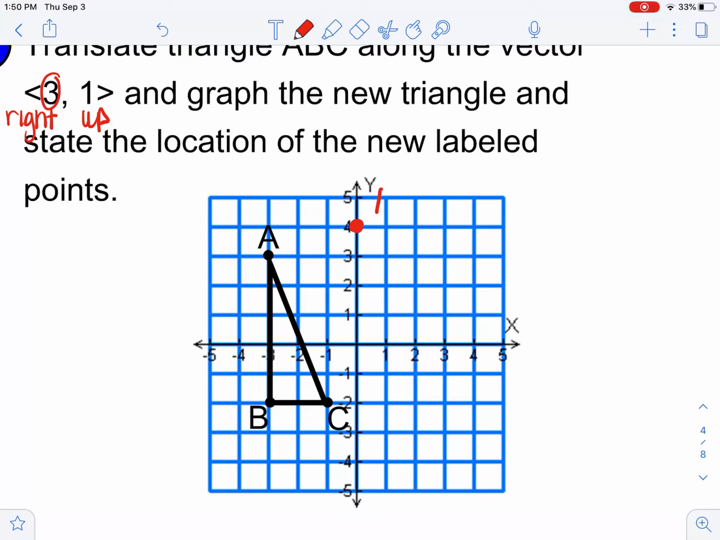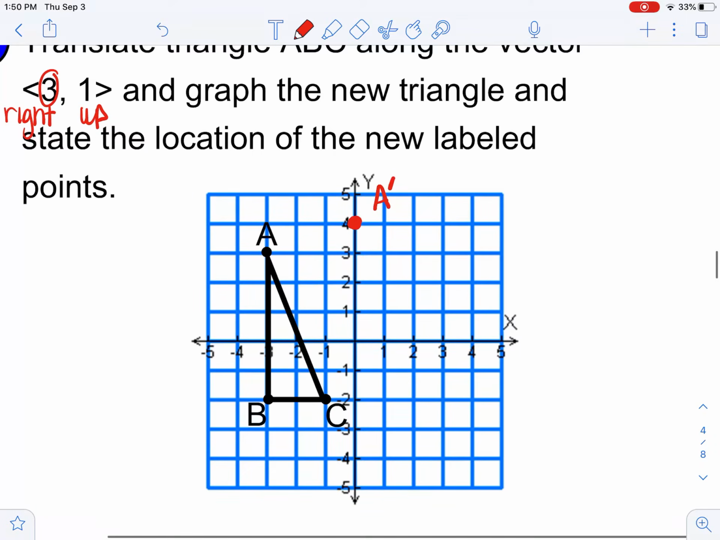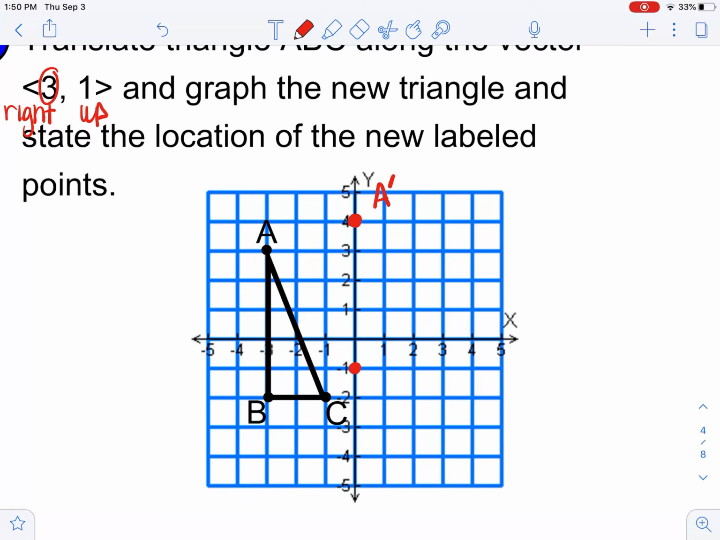What we label it is A prime. It's a little tick mark right there. So A prime. Now we're going to do the same thing to B. Move it over 3 and up 1. I'll label this B prime. Finally, C, over 3 and up 1, C prime. Now I can connect my 3 points to form the triangle right there. It's nice that your iPad gives you the ability to make straight lines because then you can see that the shape or size did not change.